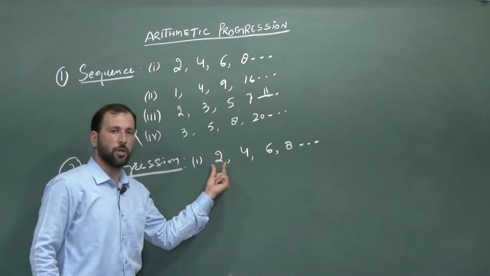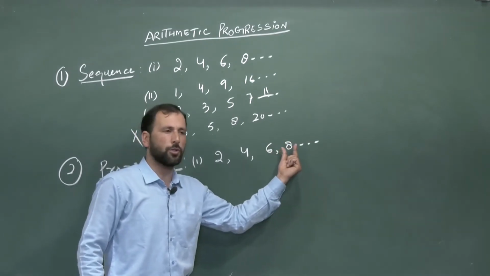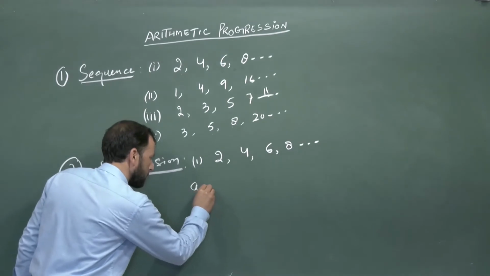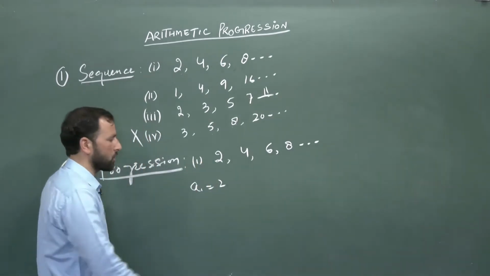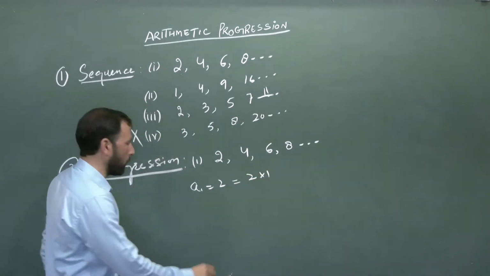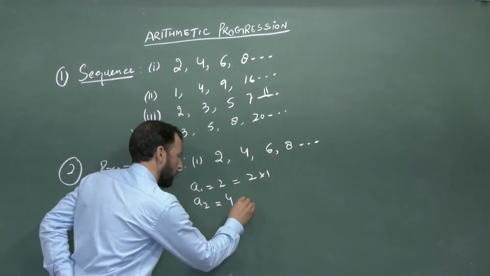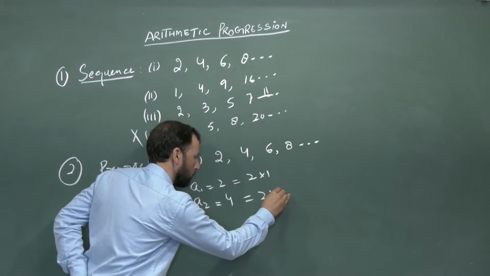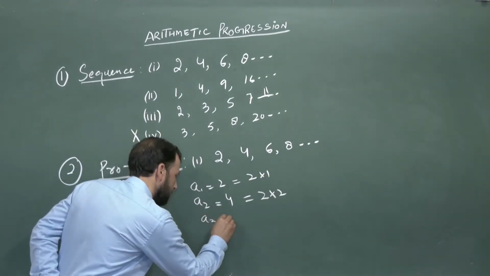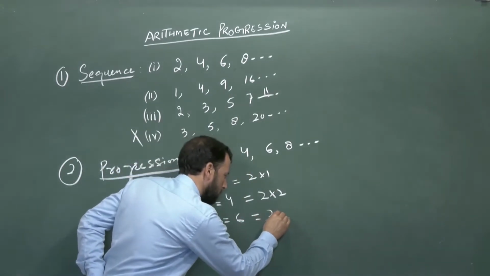So 2 is the first term, 4 is the second term, 6 is the third term, 8 is the fourth term. And here A1 is 2, and we can write this 2 as 2 into 1. Similarly, A2, the second term, is 4, and we can write 4 as 2 into 2. Then the third term is 6, and we can write this 6 as 2 into 3.